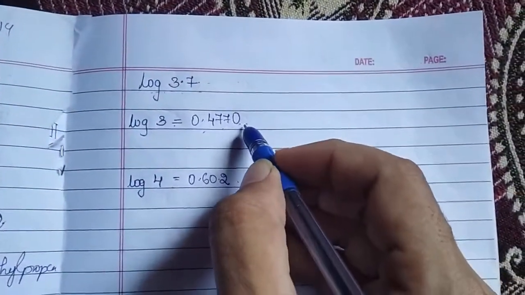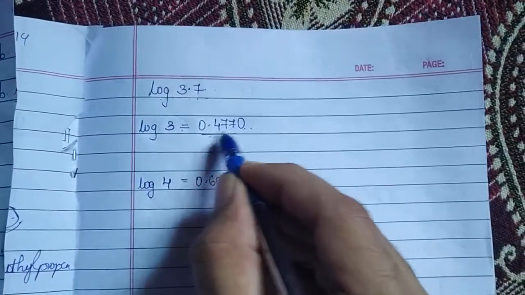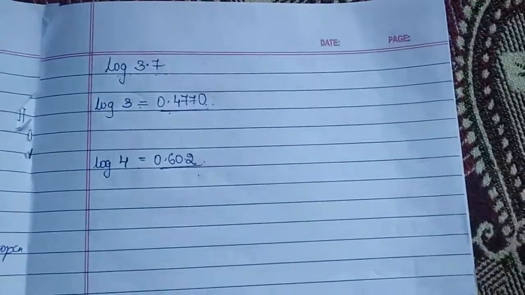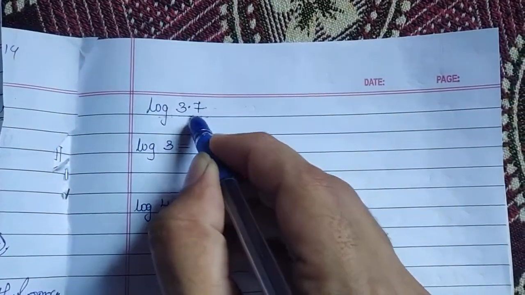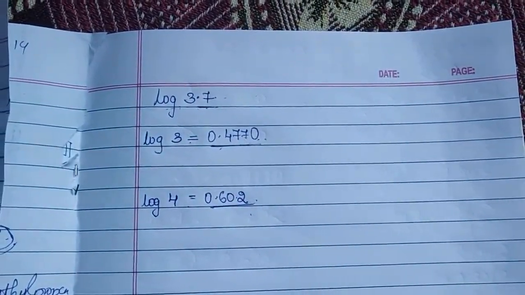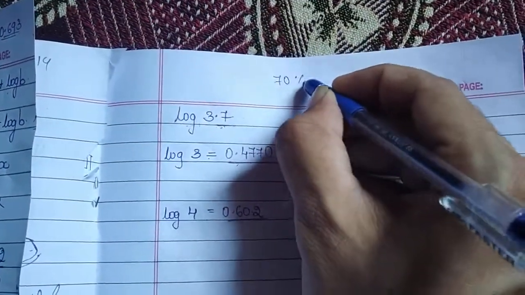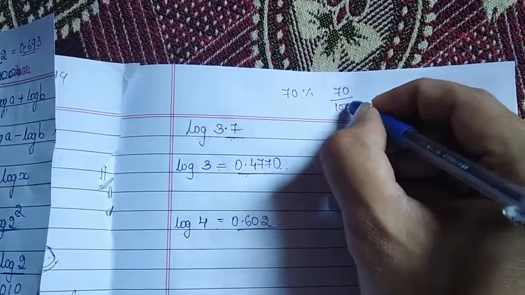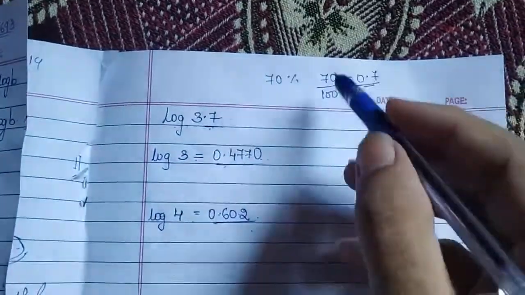So now we came to know that whatever the log 3.7 value is, it is going to lie between, it will be greater than 0.4770 and less than 0.602. Second important thing, remember, whatever the number after the point, that represents the percentage. Here it is 70%. How, sir? When we do 70 by 100, I would be getting 0.7. Yes or no? So what is this 70%?